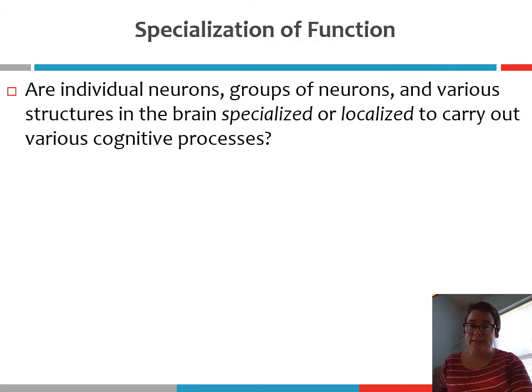Okay, so what does specialization of function mean? Well, specialization of function is essentially an attempt to answer this question, which is, are individual neurons, groups of neurons, or various structures in the brain specialized or localized to carry out various cognitive processes? Right? So can we point to specific neurons or specific brain structures as the neural substrates, if you will, of a particular cognitive process, right? Can we pinpoint individual structures in the brain as being responsible for specific kinds of cognition or cognitive processes?